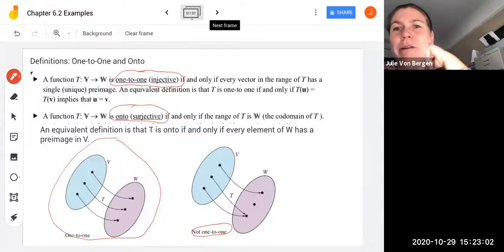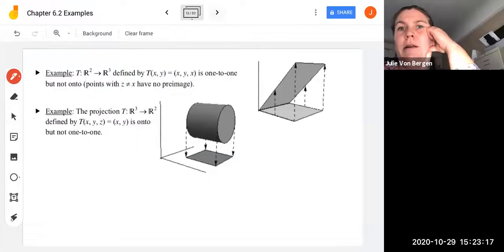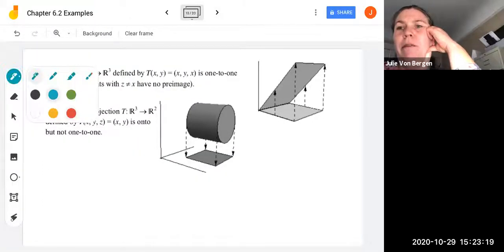And so onto is saying that every element of W, it's full, can be pulled back to V. So if you have some elements of W that can't be pulled back to V, then it's not an onto function. So here's a couple of examples.